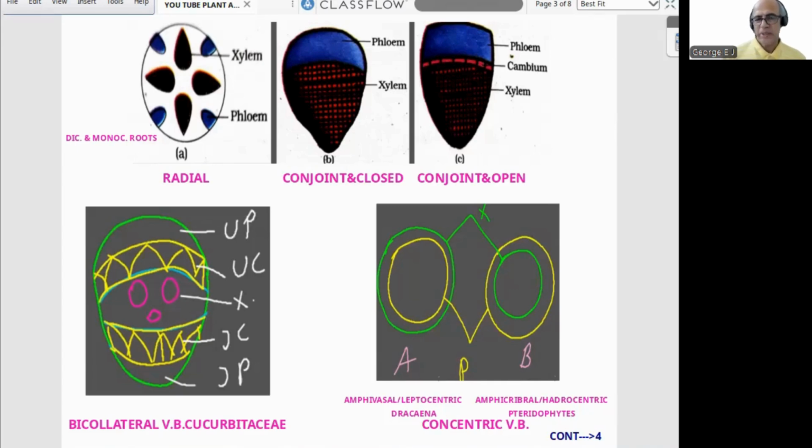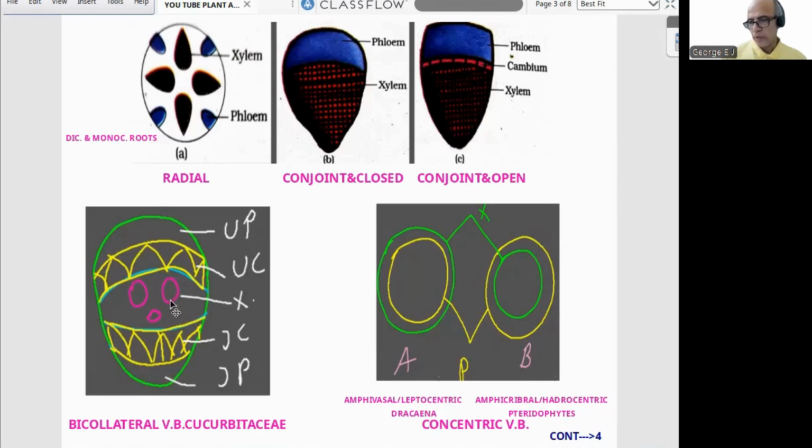Not in NCERT, but if you know, I told you it is good. Second is xylem inside, phloem outside. There's a label there. Then the term is amphicribral or hadrocentric, as in the case of pteridophytes. So this type of arrangement is called concentric bundles. Not in syllabus, but namesake I just told it.